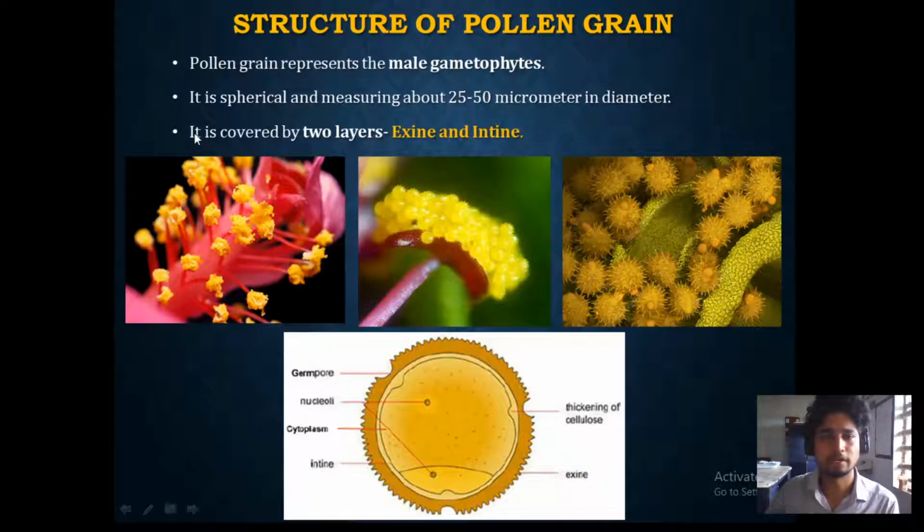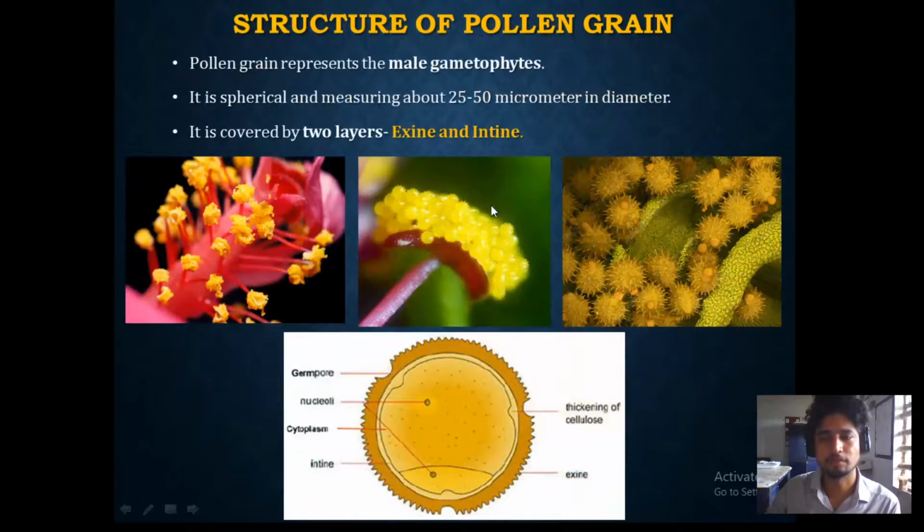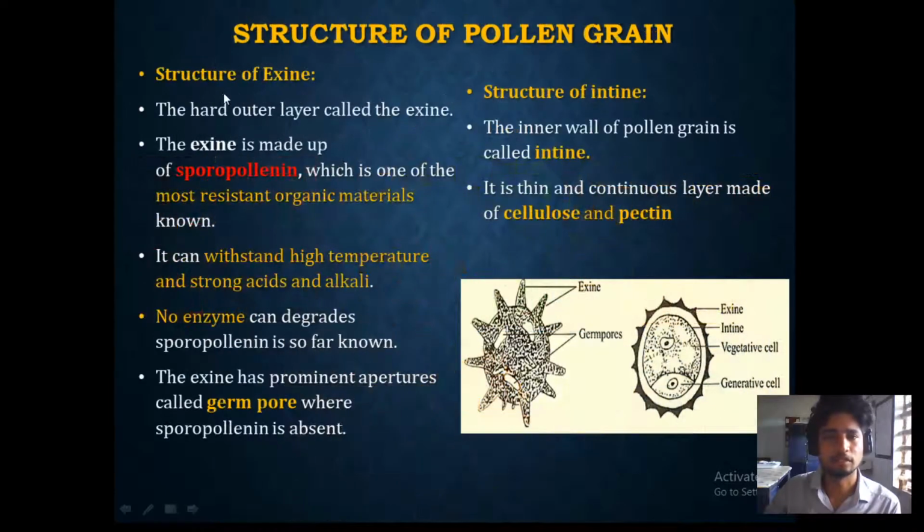Very important here: these pollen grains have two layers. The outer layer is exine and the inner layer is intine. So we are going to study the structure of the pollen grain again here. In this we have told that the outer layer is exine and the inner layer is intine. So we'll see about them.